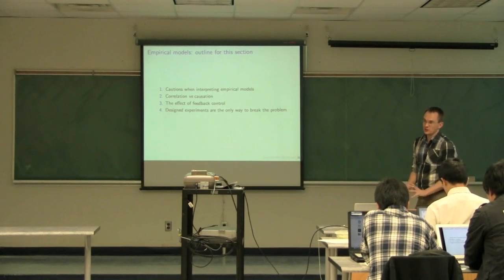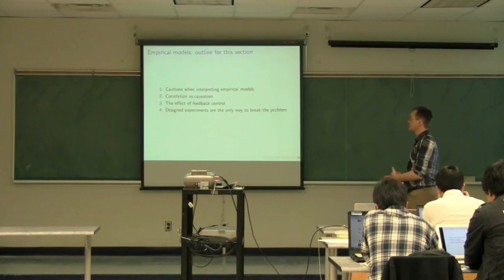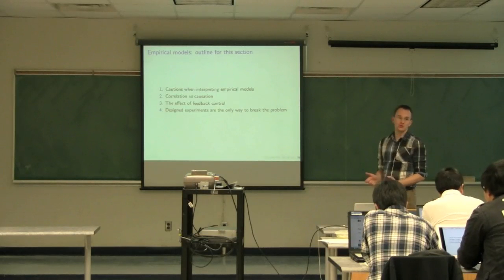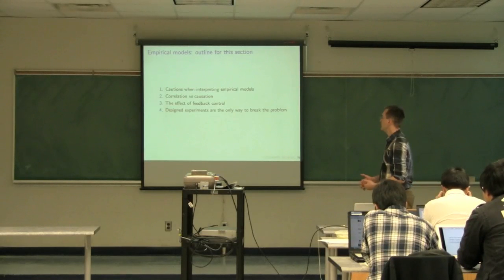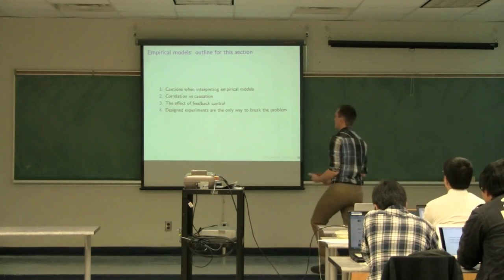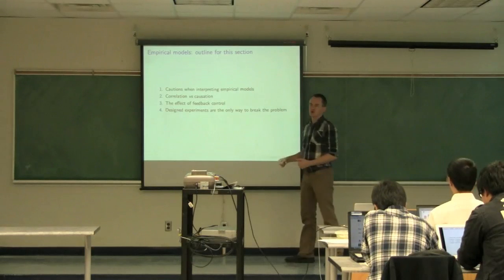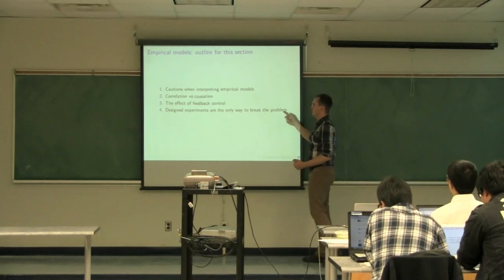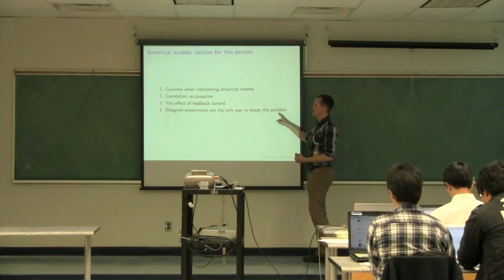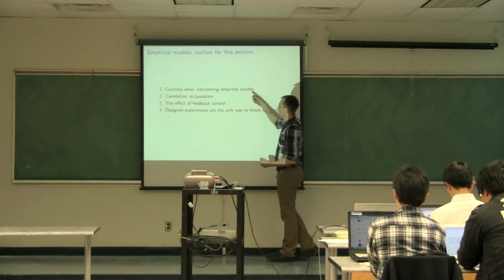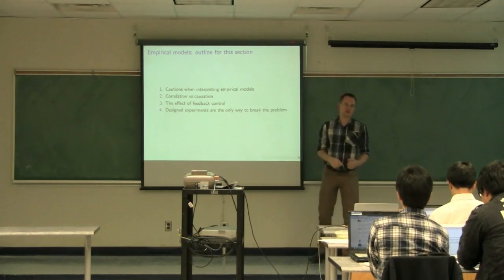What we're looking at here is how you should have some caution when you use and interpret these models. We're going to look at the topic of correlation and causation. I'll recap the effect of feedback control, but the main thing that you'll learn at the end of this is that to break this problem of empirical models, we really do need designed experiments.